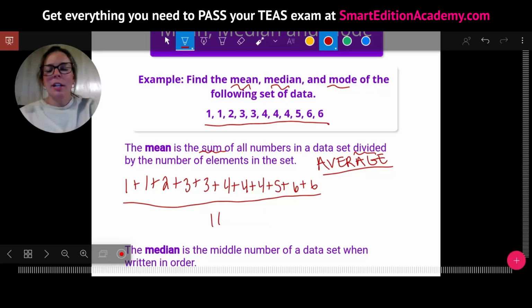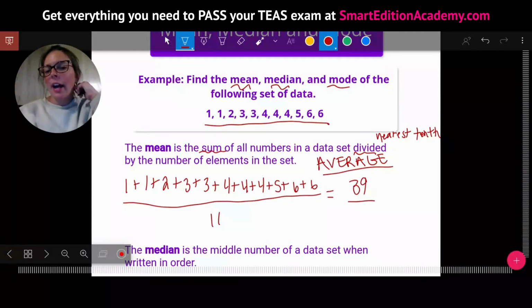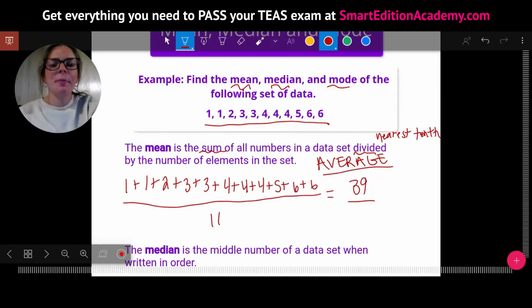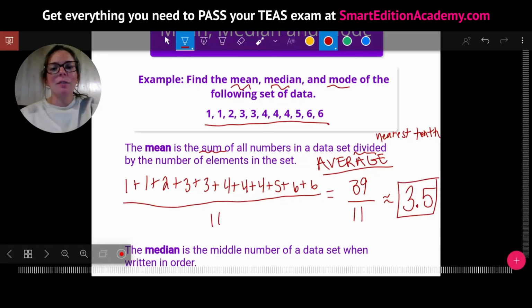Okay, and for this, let's just say we're going to round to the nearest tenth for anything that doesn't work out perfectly. So if I'm adding all of these data points up, okay, I get a total of 39. So again, use that calculator, add these together, 39 over 11. So when you divide that, you should get a decimal, but if we round to the nearest tenth, you should get 3.5. So the average or the mean of this data set is 3.5.